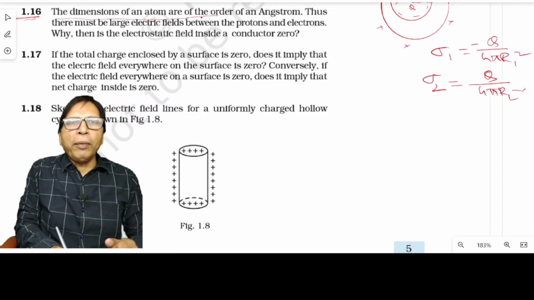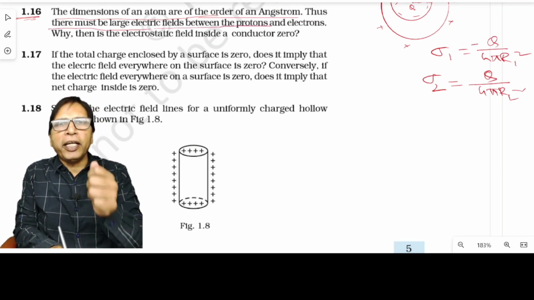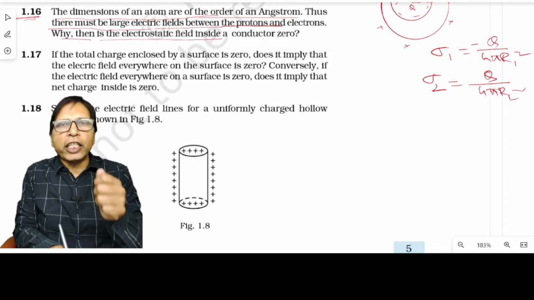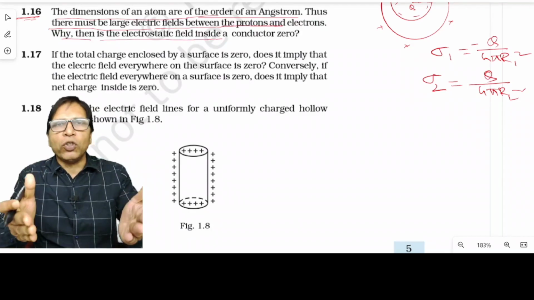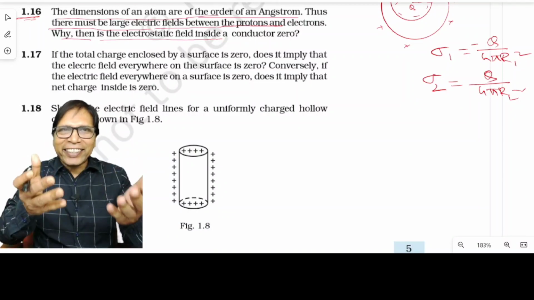Now question number 1.6. The dimensions of an atom are of the order of angstrom. Thus, there must be a large electric field between the protons and electron. Why then is the electrostatic field inside the conductor zero? Look at this, electric field is produced due to excess charge.